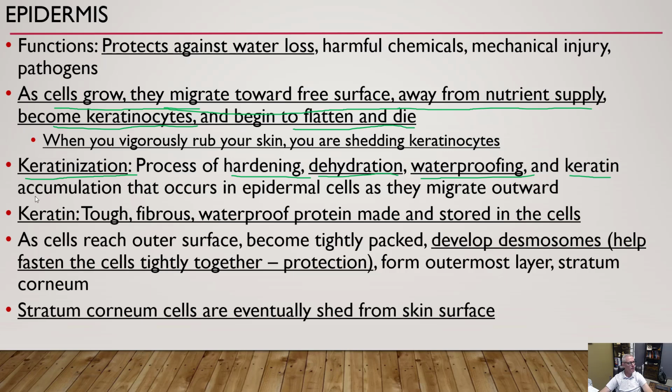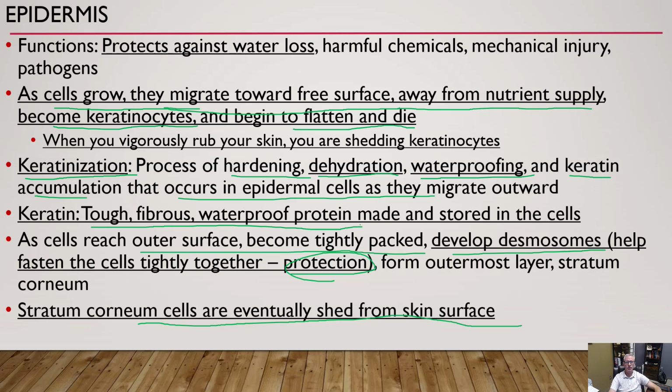And keratin is basically this tough, fibrous, waterproof protein. It's going to accumulate in these cells as they migrate out towards that stratum corneum layer. And as they migrate out, they're going to develop these desmosome junctions to kind of help them. Remember, those desmosome junctions really help them to stay tightly packed together, also for protection. And then those stratum corneum cells are eventually shed from the surface.